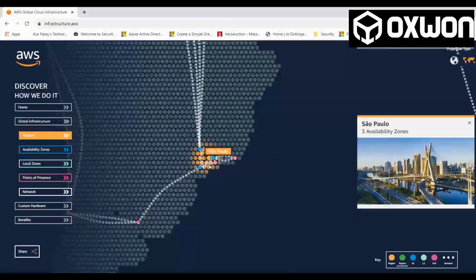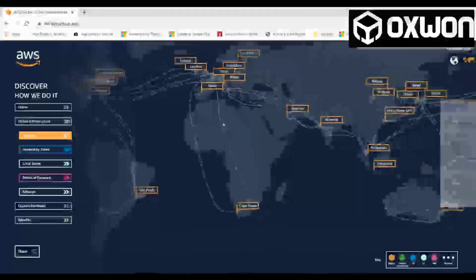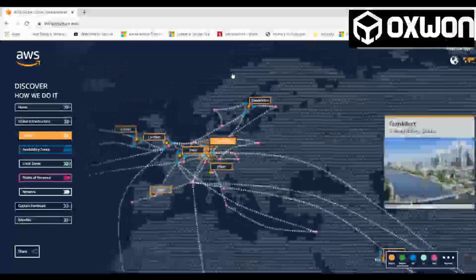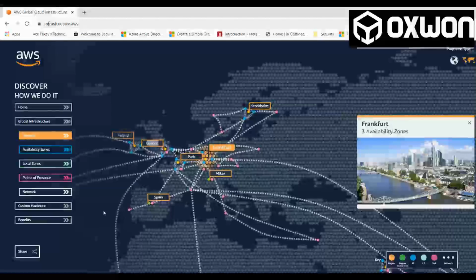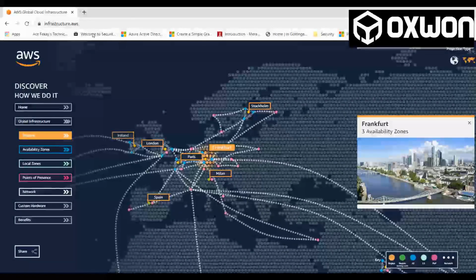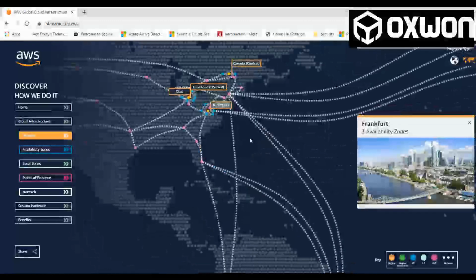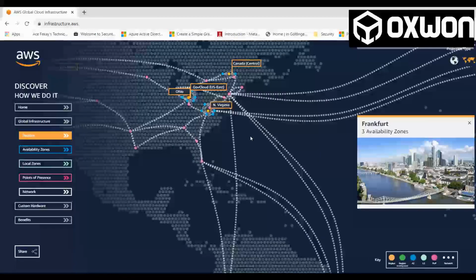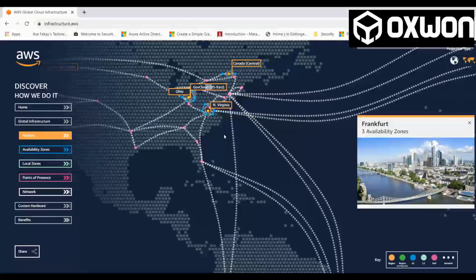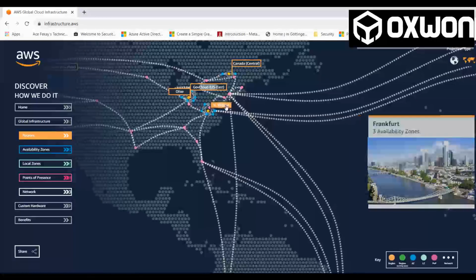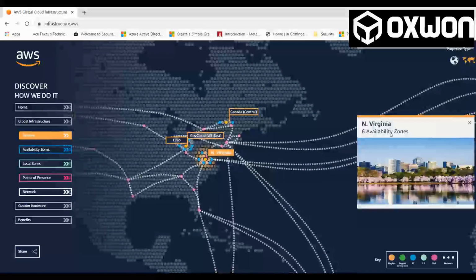Okay, so let's do that for North Virginia. So I'm going to go back up, close that, and then let's say click on Frankfurt for that matter. And what do we have here? You got three availability zones in Frankfurt. So when you're playing around with this world map, you can scroll to the right as well and to the left with your mouse, and get that first-hand experience with this wonderful interactive display of Amazon's data centers. So now I'm going to click on North Virginia, and what I have here is six availability zones, the highest so far, isn't it?